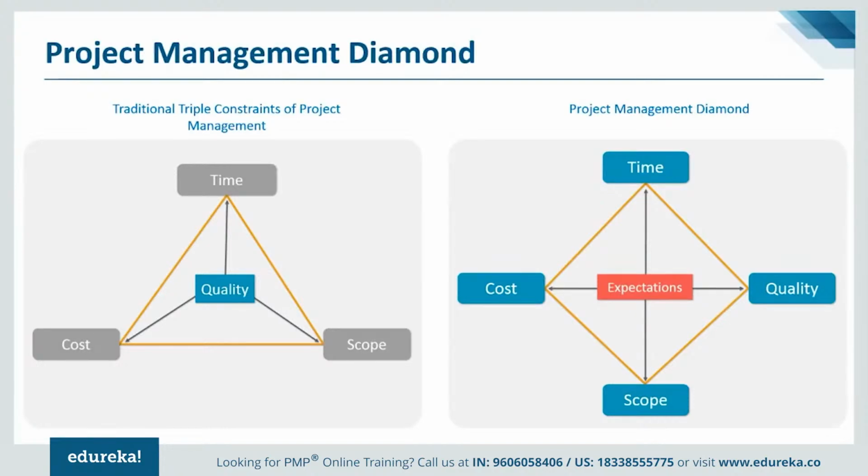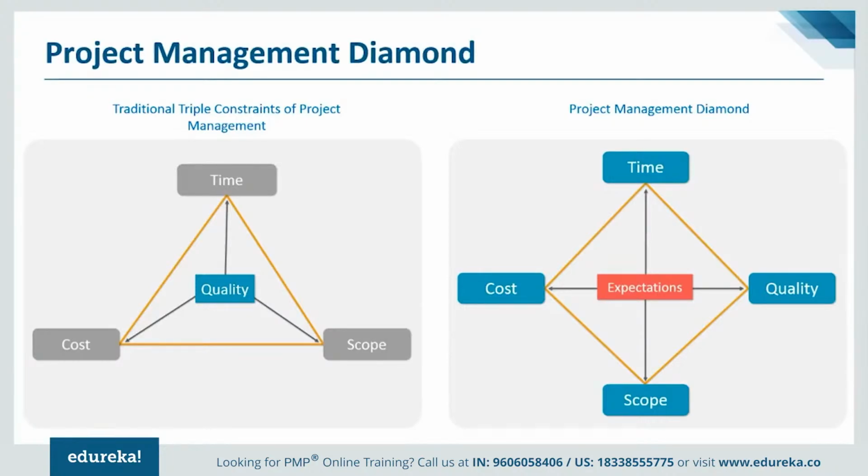So we started with triple constraints initially, and then we've added one more. Time, scope, and cost were there. We've added quality as well. But if you actually see, there are a few other constraints on the project which we should be aware of, and that's nothing but the expectations. So if you see the project management diamond, we started with triple constraints on a project, and now we talk about the diamond. And I would also prefer to add a few more here.